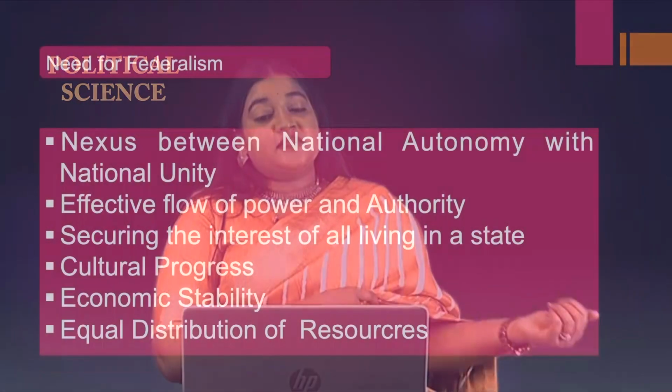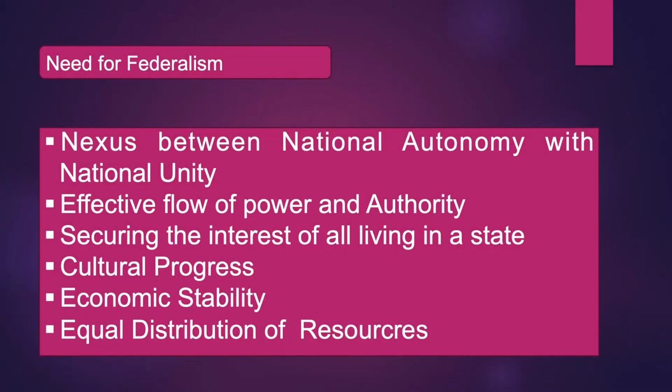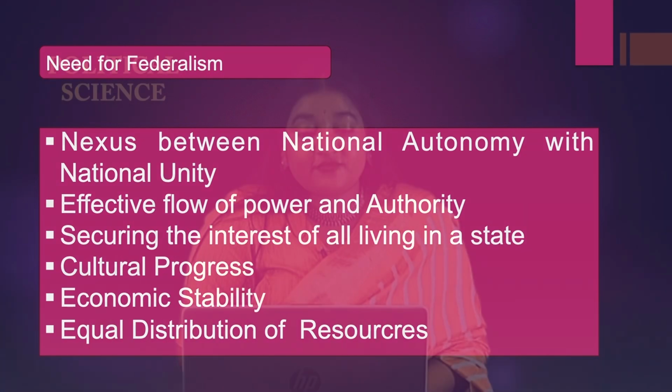So, in order to attract the concept of federalism, the first thing which we discussed was that there must be a huge geography. So, there must be a nexus between the national autonomy and national unity. There must be effective flow of power and authority, and it should be securing the interest of all living in a state. There must be cultural progress, there must be economic stability, there must be equal distribution of resources.